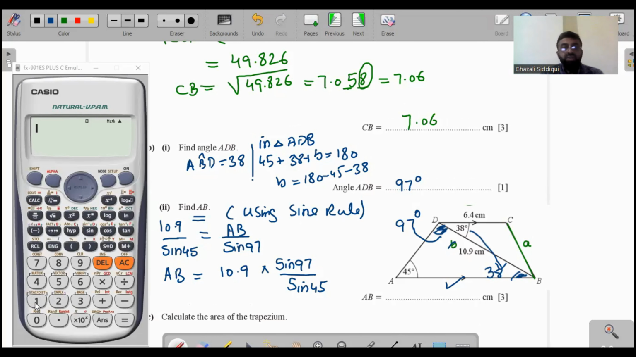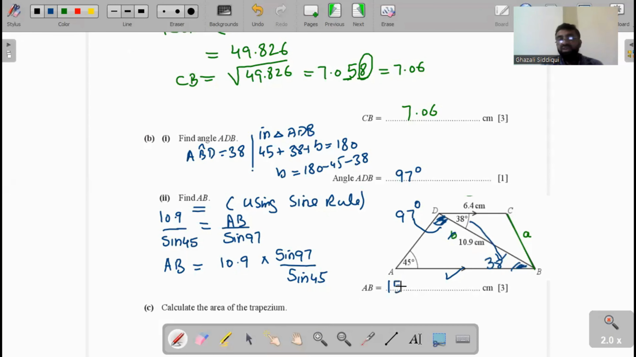Now enter the values in the calculator. 10.9 multiply sine 97 degrees divided by sine 45 degrees. Now that's equal to 15.30, and this 15.30 is the answer.